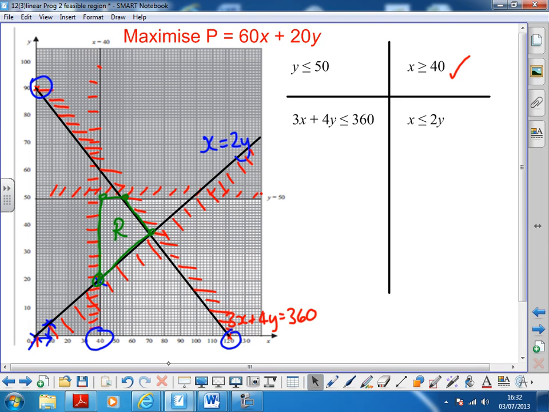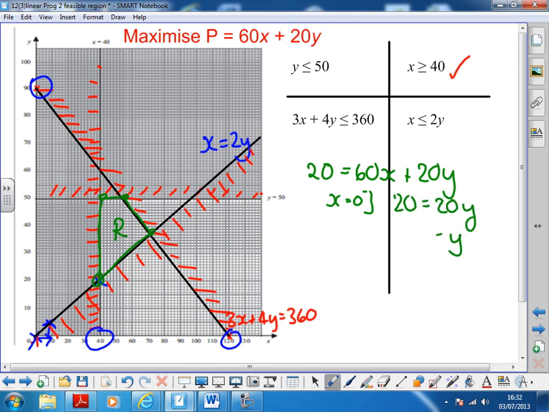Nope. So we're going to have to choose a random P. Let's try 20. P can be anything, you just pick anything. So, when x is 0, 20 equals 20y, so y is 1. That's not going to help me at all. When y is 0, 20 equals 60x, so x is 1/3.